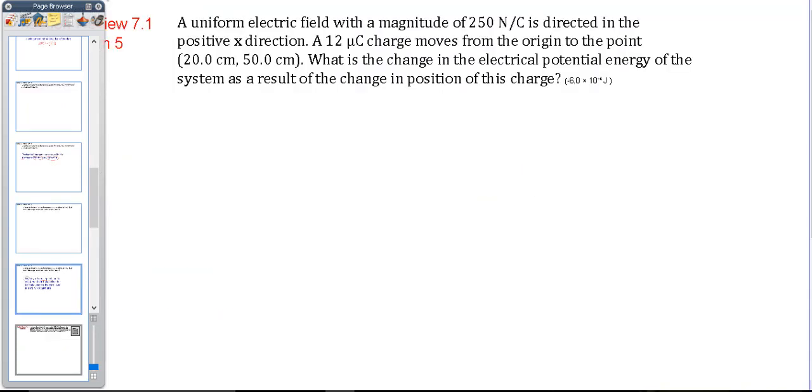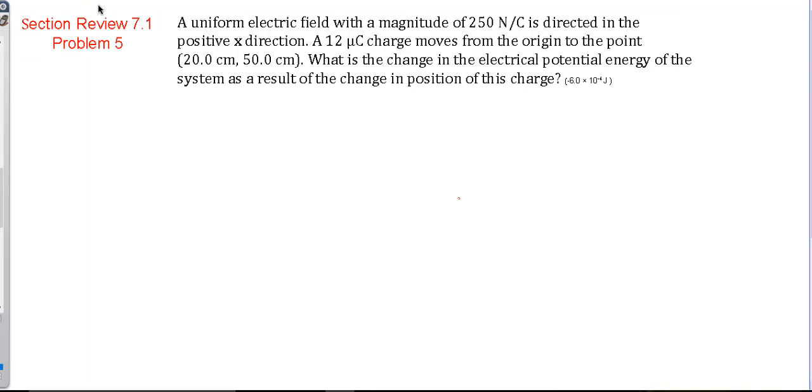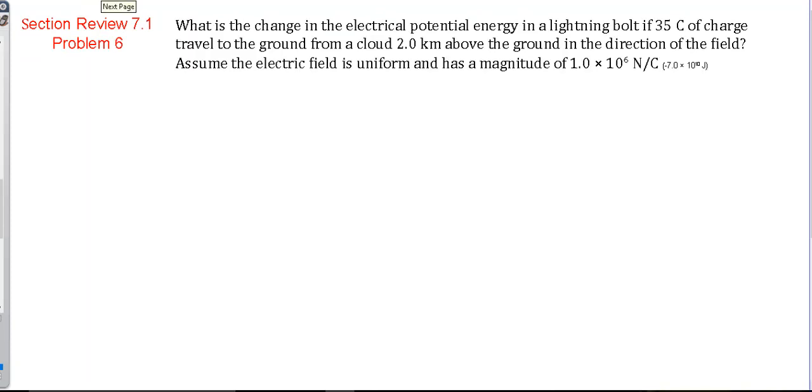Let's pass 5. I have solved it before. I will start with problem 6. What is the change in the electric potential energy in a lightning bolt if 35 coulomb charge travels to the ground from the clouds that are 2 kilometers above the ground?